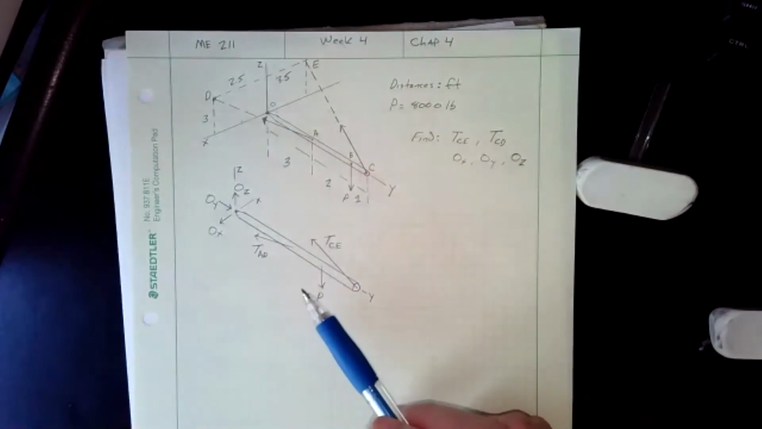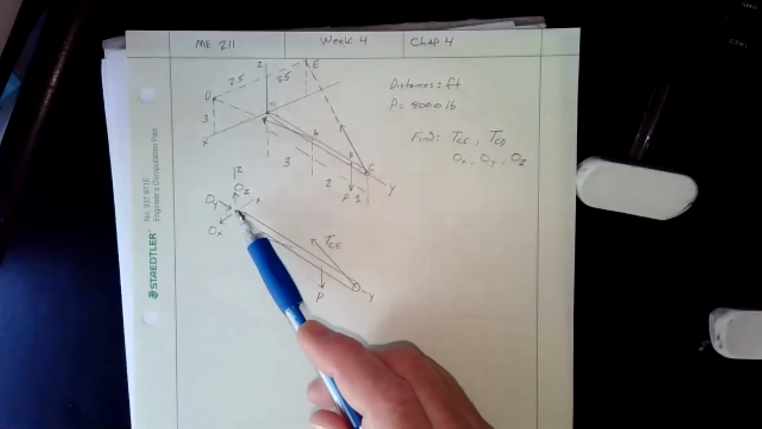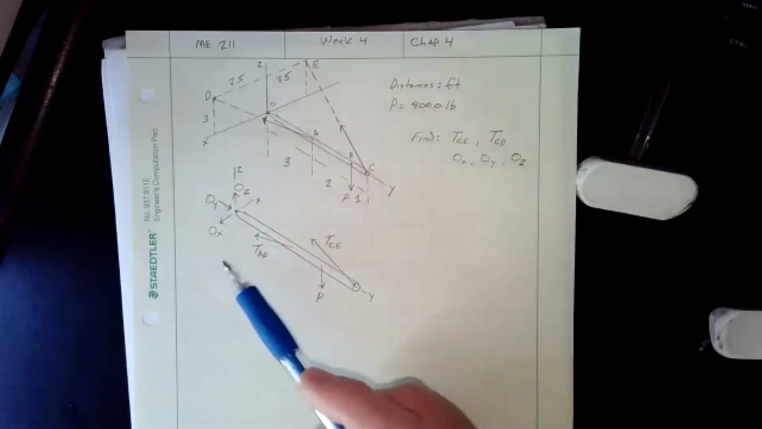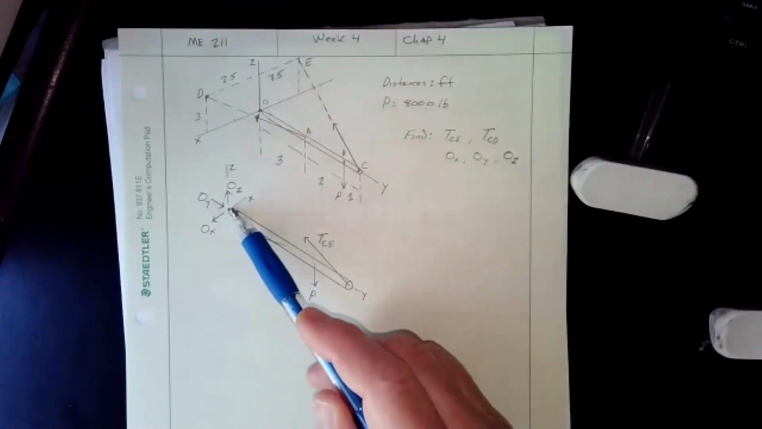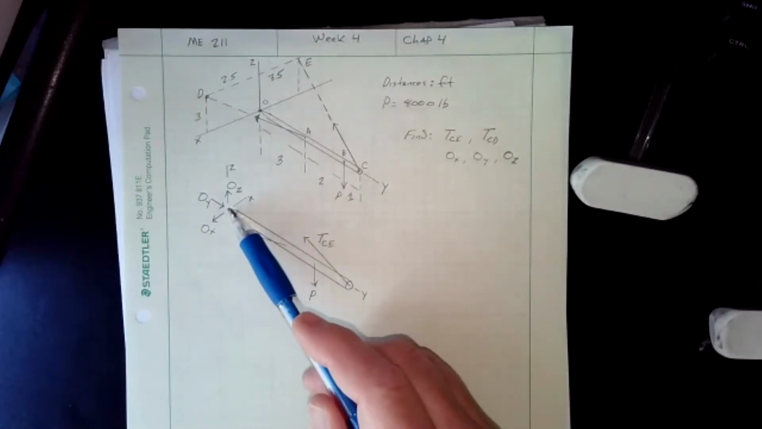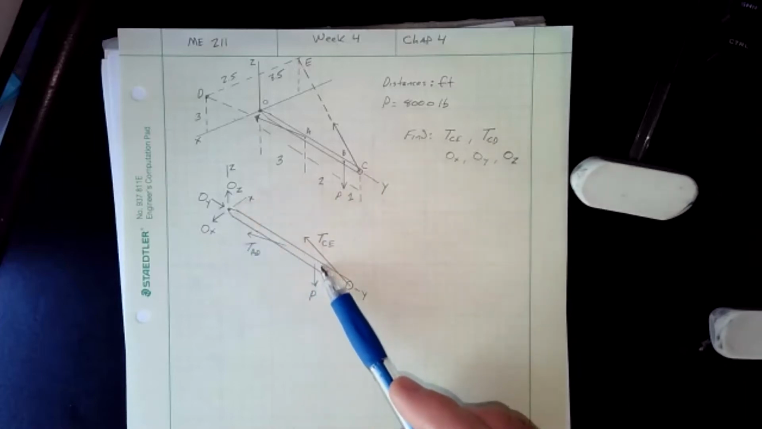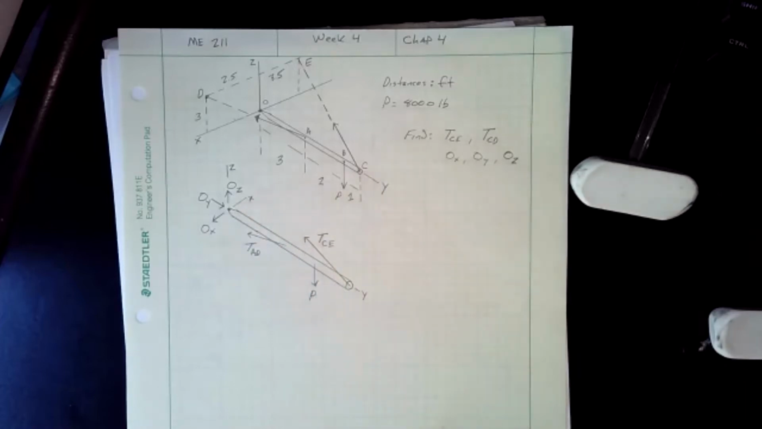Just like we did in the other problem, you're going to sum the moments about this point here. The only difference is, in chapter 3, when we summed the moments, we did R cross F. So you're going to have an R vector going from here up to this, an R vector going from here up to this, and an R vector going from O up to P. And then we're going to set up a series of R cross tensions, which are going to look something like this.